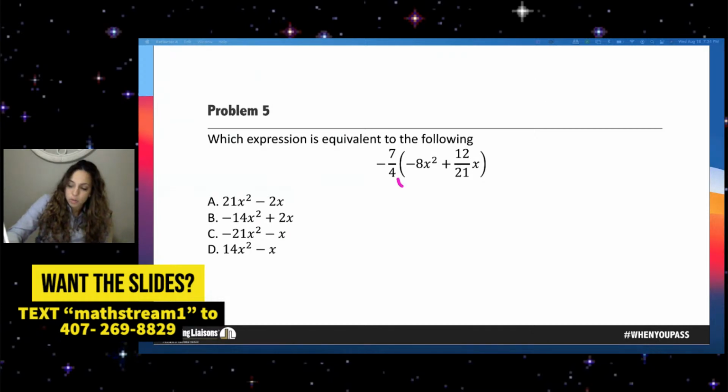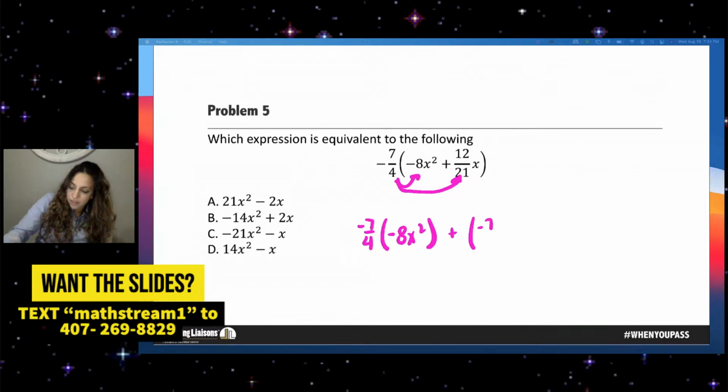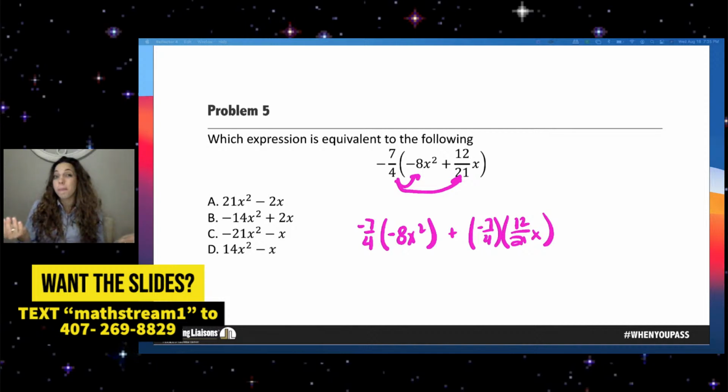So I'm going to distribute my negative 7/4 all the way through. So I have negative 7/4 times negative 8x squared plus negative 7/4 times 12 over 21x. Now, depending on the test you're taking, you might get a calculator, which is going to come in super handy for a problem like this.